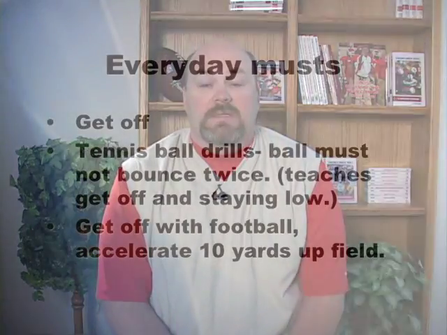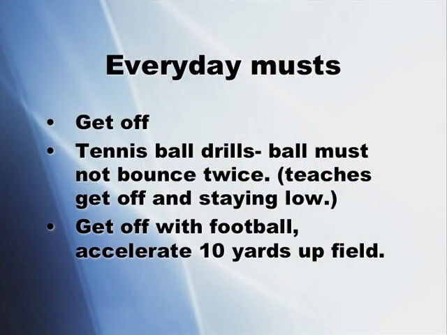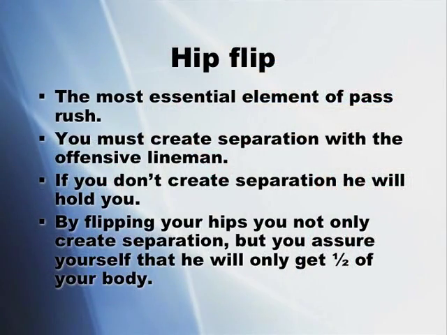Coach stands 10 yards from the player, player's in a stance, coach drops the ball from chest high, a tennis ball can't bounce twice. Kids got to come off the ball and catch the ball before it bounces twice. Teaches kids to get off and stay low. Second is simple, get off with a football. Accelerate 10 yards up the field. Like I've said before, we don't do any drills with our defensive line that we don't do with a football. Our coach is snapping the ball, and we're snapping, stepping, and running.